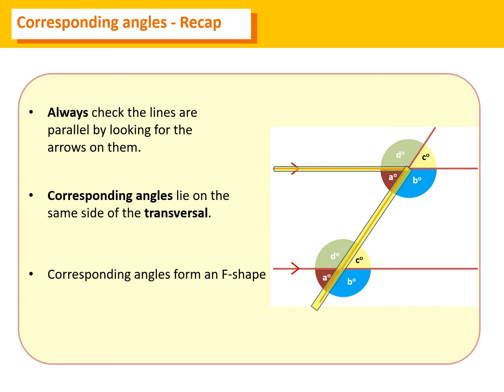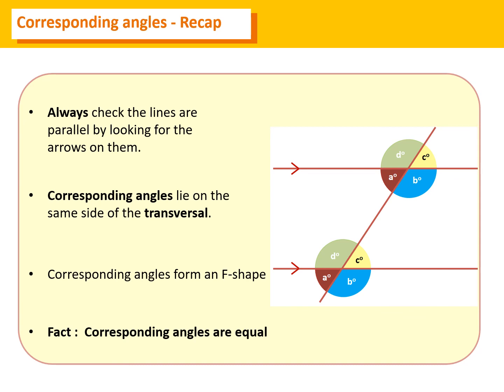Corresponding angles form an F shape. There's one of them. And there's another one. And our fact is corresponding angles are equal. So we've got the job done.